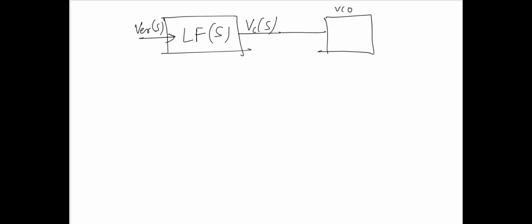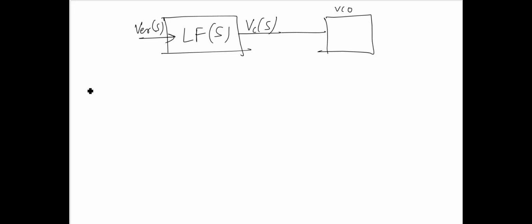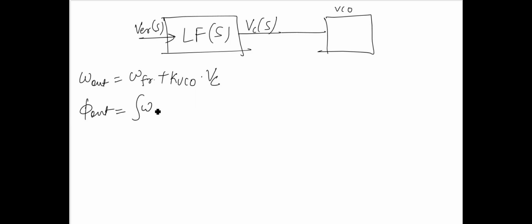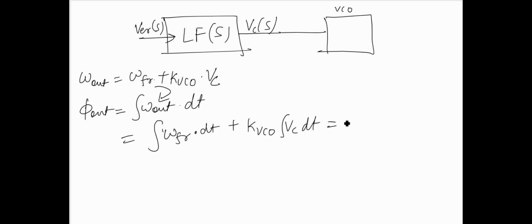So how to write the VCO? Let's see this also. For the VCO, we know that omega out equals omega free plus KVCO dot VC. So phi out equals the integration of omega out dt. We can put this equation here. So it will be the integration of omega free dt plus KVCO VC dt, which equals omega free t plus KVCO integration VC dt.